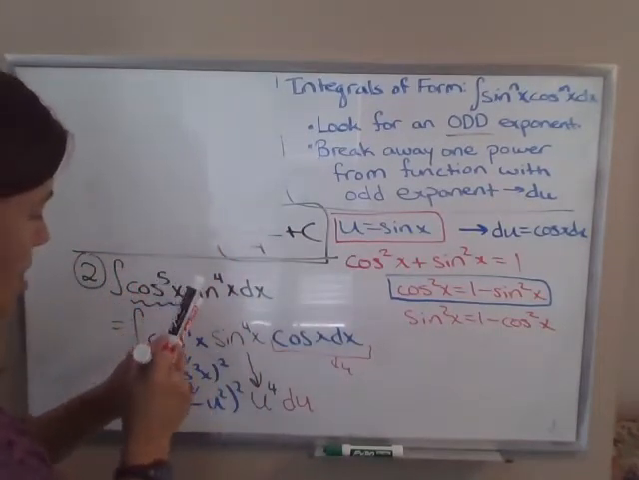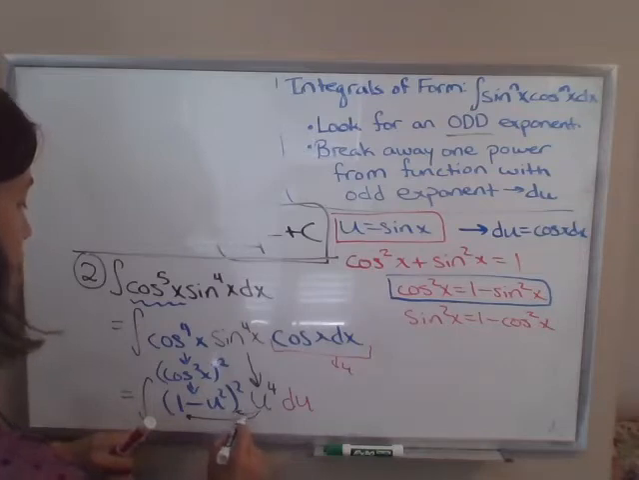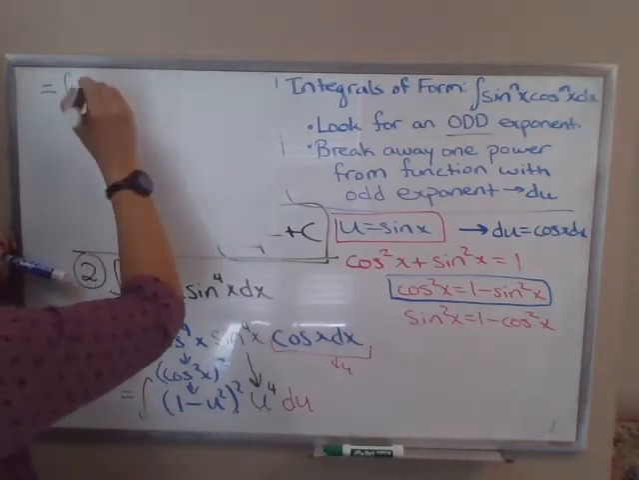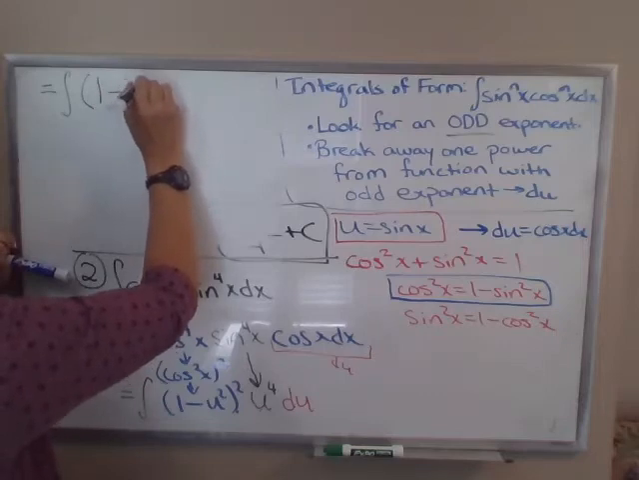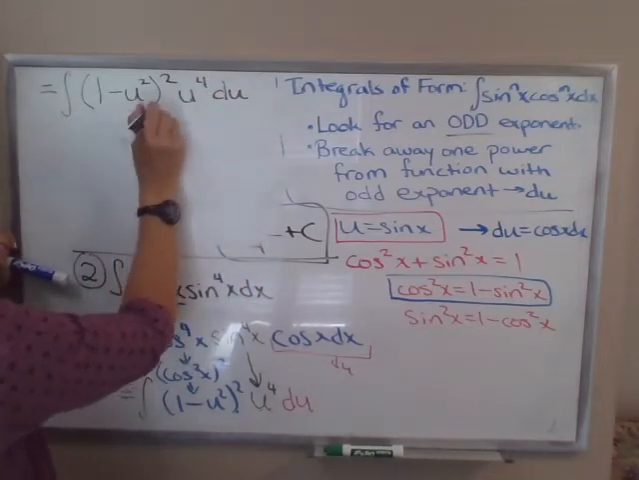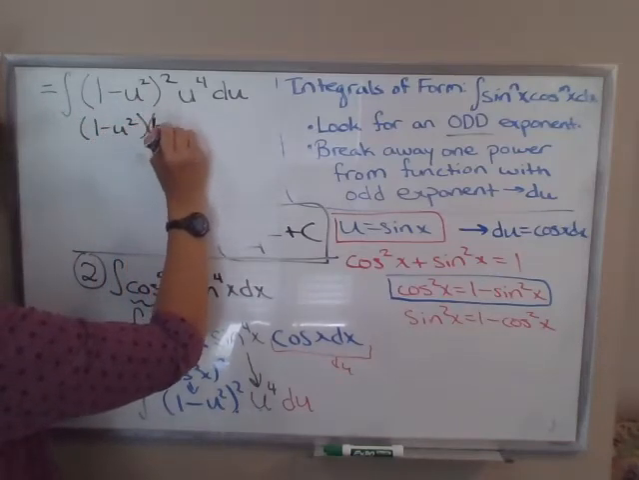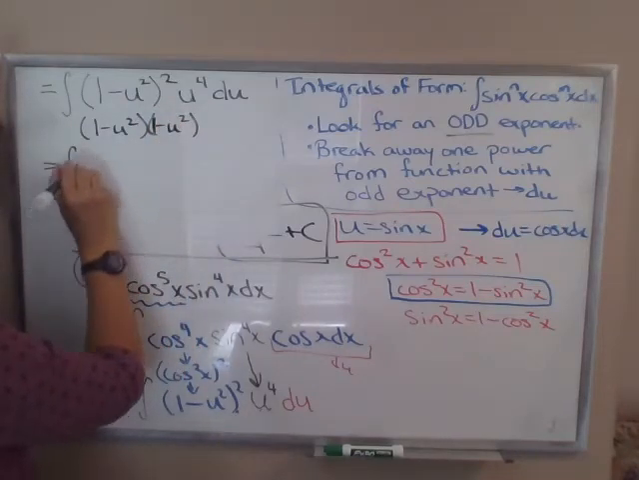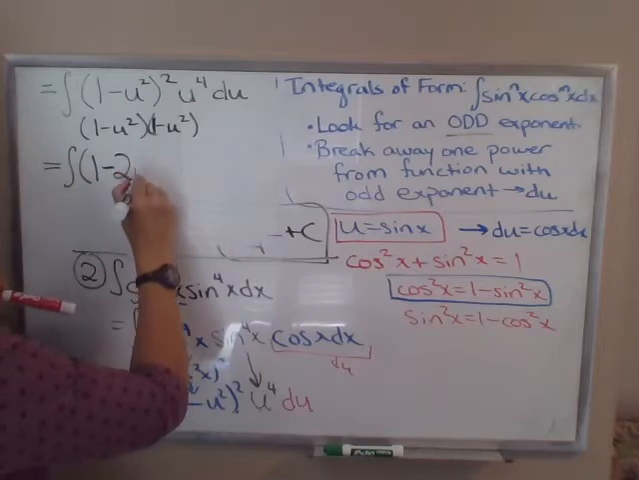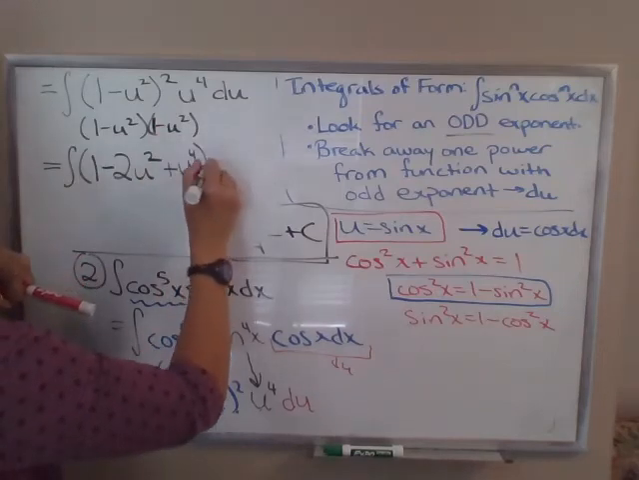So in order to integrate this, we should distribute this u to the fourth. Whoopsie, order of operations. Hang on. Let's write this. Forgot about that squared. We've got 1 minus u squared squared times u to the fourth. We need to evaluate the exponent first because of order of operations. So 1 minus u squared squared is 1 minus u squared times itself. If you multiply that out, that's 1 minus u squared minus u squared. So minus 2u squared, and then negative u squared times negative u squared, so that's positive u to the fourth, du.